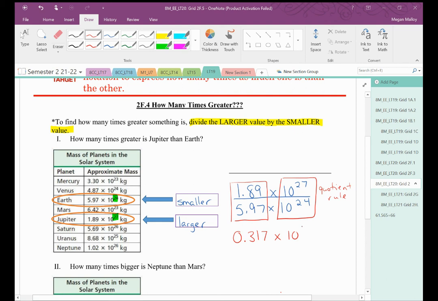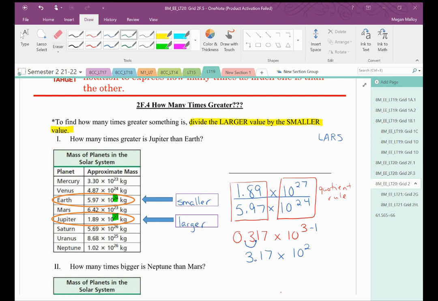minus 24 is 3. Now, one thing I notice is that this value right here is not written in scientific notation. Our first significant digits need to be between 1 and 10. So to convert this to scientific notation, I have to move the decimal one place to the right. And according to our acronym LARS, left add, right subtract, since I'm moving my decimal one place to the right, I need to subtract 1 from my exponent. So that gives me 3.17 times 10 to the second power.